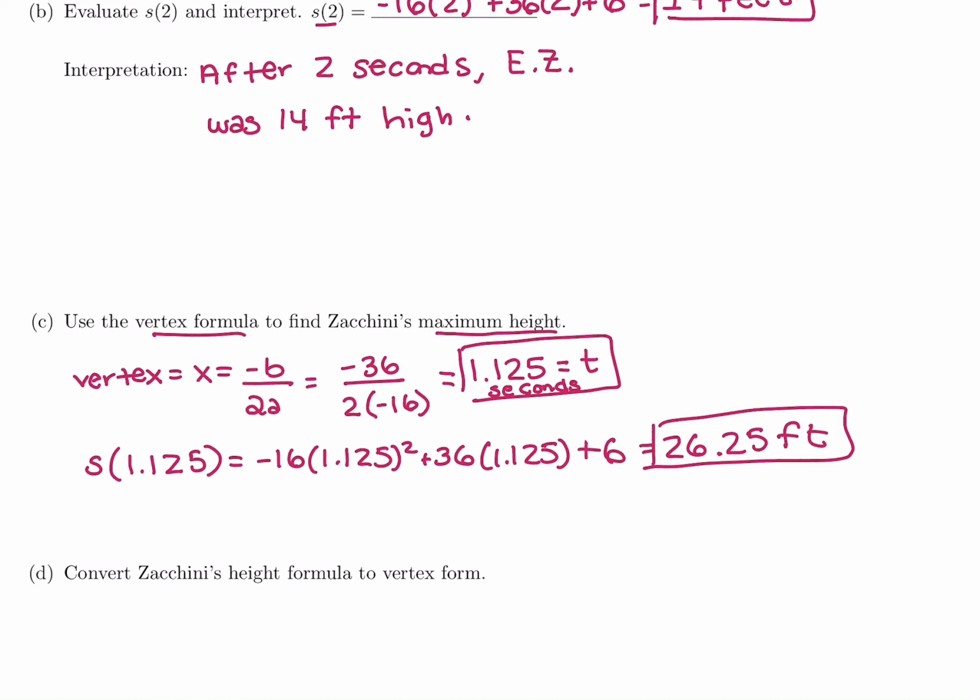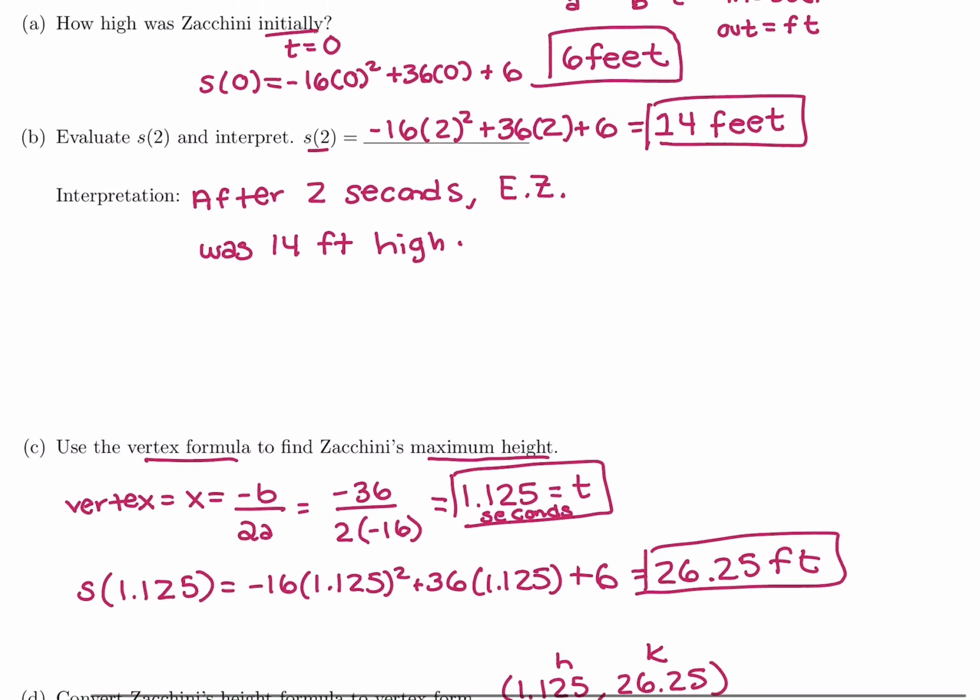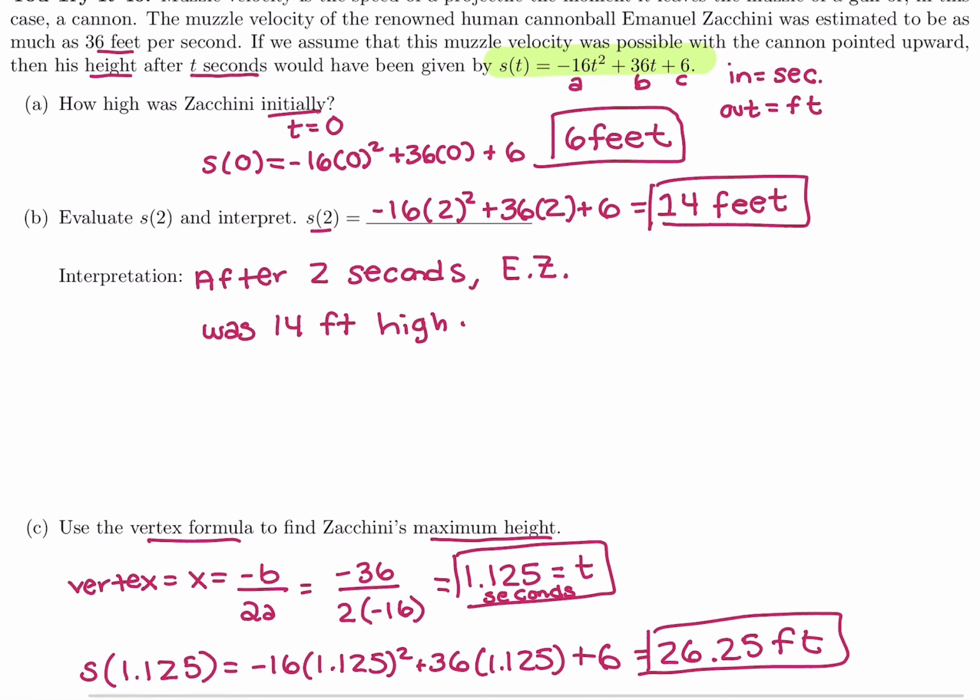Let's convert zucchini's height formula to vertex form. So we know the vertex, we just found it, is 1.125, comma 26.25. There's our h and our k. And we want to remember that A is the same whether you're in standard form or vertex form. So when we do our vertex form, the value for A from above is going to stay that negative 16.